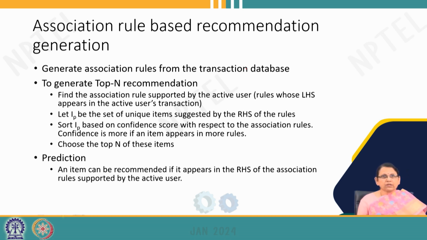So, in case of association rule based recommendation, you have to generate association rules from the transaction database. To generate top n recommendations, you have to find the association rules supported by the active user, that is, the active user whose LHS means the items which he has kept in the shopping cart, the items he has already seen, and so on. Now we are supposed to find the RHS of the rule. Looking at the RHS of the rules, we have to choose the top few looking at their confidence, and based on that order we make the top n recommendation.